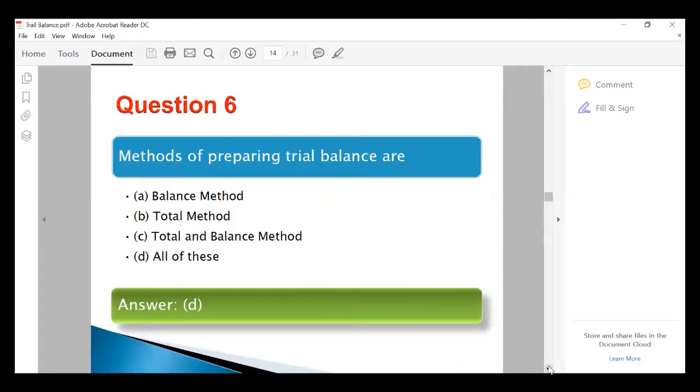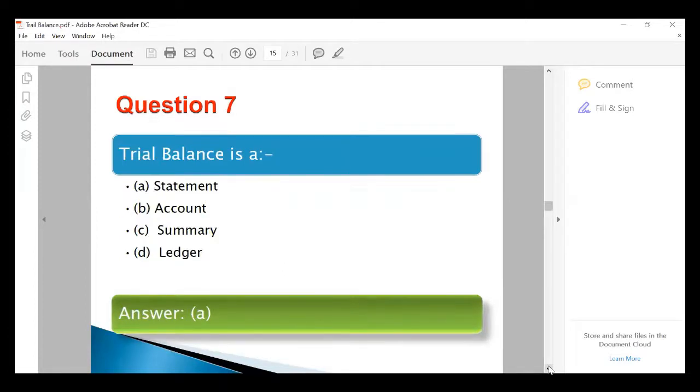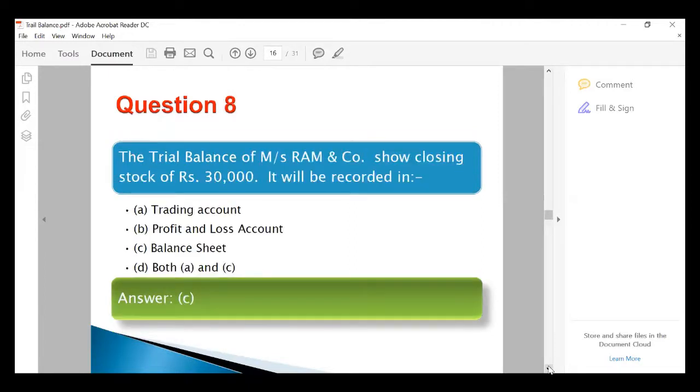Sixteenth question. Methods of preparing trial balance. There are three methods. What are they? Balance method, total method, combined method. Trial balance is a statement listing all debit balances and all credit balances to check arithmetical accuracy. Trial balance is nothing but listing out all debit balances and all credit balances to check arithmetical accuracy.